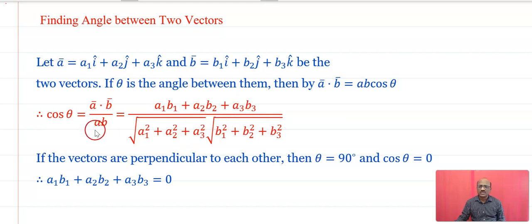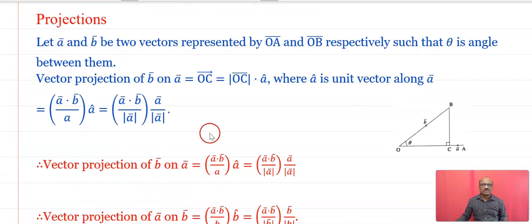And what about their magnitudes? The magnitude of a is root of a1 square plus a2 square plus a3 square, and of b is root of b1 square plus b2 square plus b3 square. If the vectors are perpendicular to each other, then theta is equal to 90, that is cos theta is equal to 0, and that's why a1 b1 plus a2 b2 plus a3 b3 is equal to 0.